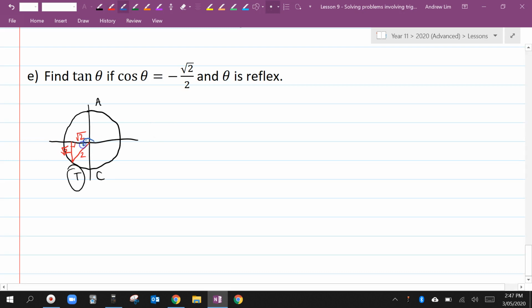So if this is theta, and this is alpha, I know that tan of theta is equal to tan of alpha, because in this quadrant, tan is positive. Tan of alpha is opposite over adjacent, which is just 1. And that's it for this video.